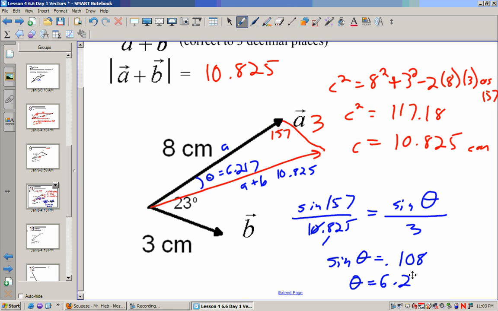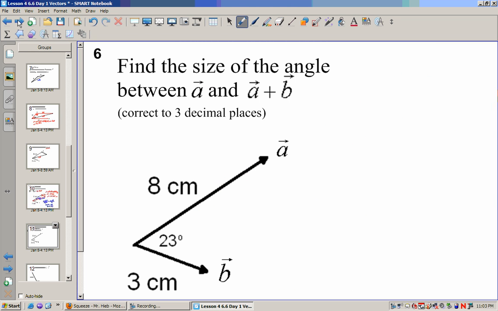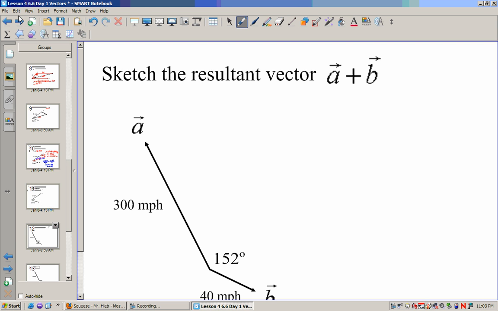If I want to go a little further, we don't have to do 180 minus that because that number plus 157 is going to be way over 180. All right, so we found the angle between A and A plus B.